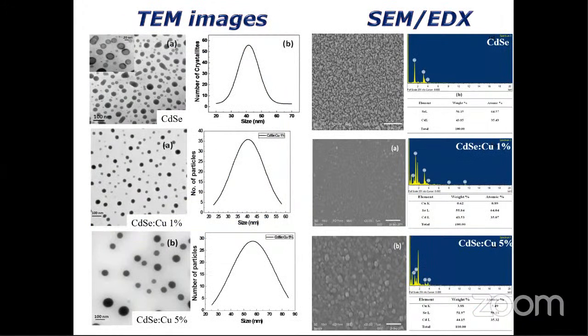These are the transmission electron microscopy spectra for cadmium selenide with copper 1% doping, and cadmium selenide with copper 5% doping. On the right side, we have the scanning electron microscopy of the same samples, and we can see the very good uniformity which we are getting. Also the composition: whatever you are mixing, copper 1% or 5%, whether we are getting the same composition or not, we can see from the table here.